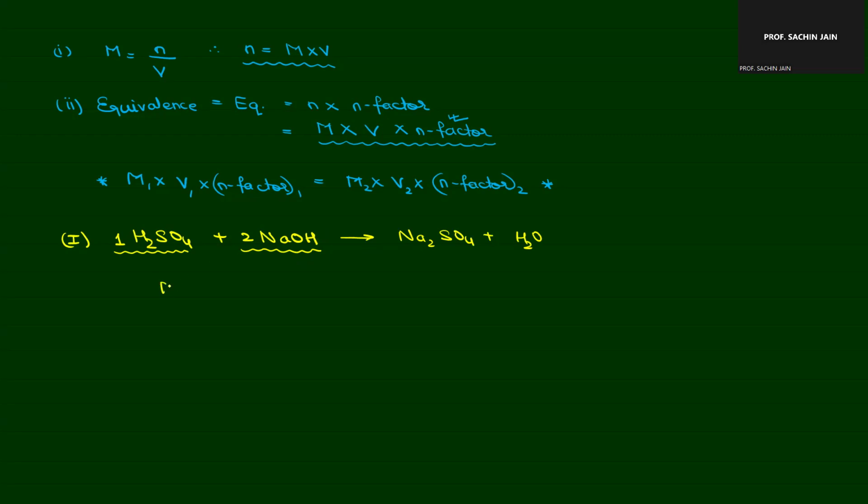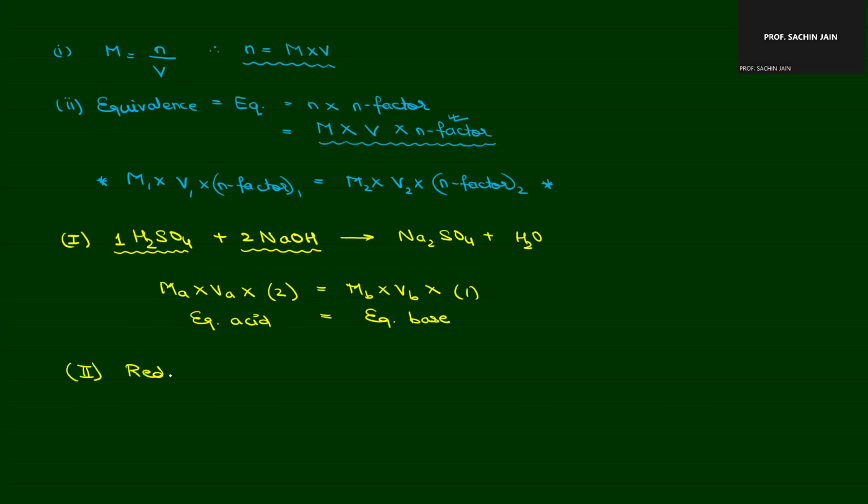So in this case, Ma of the acid into Va, volume of the acid, into n factor, which is 2, is equal to Mb into Vb, molarity and volume of the base, into the n factor, which is 1, on this side. So what I've done is I have equated the equivalents of the acid, sulfuric acid, to the equivalents of the base, sodium hydroxide. So that's what we do in acid-base neutralization.